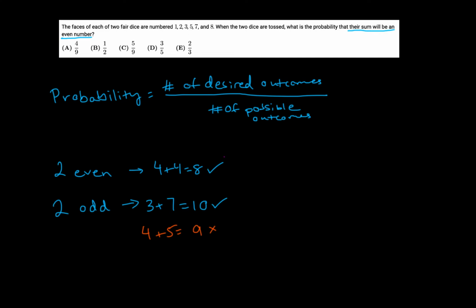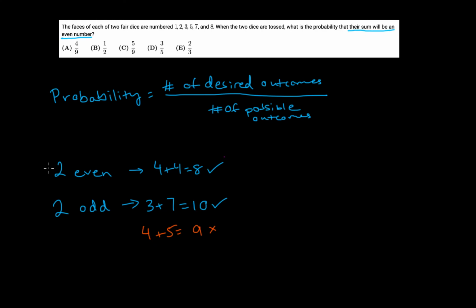So what we need to do is find the amount of outcomes where there are two even and two odd, and then we can add up those numbers to find the total number of desired outcomes for getting either of those. So it's this or this, if they get two even or two odd, so you would add them up.